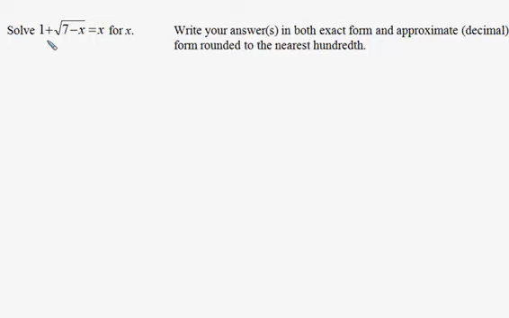Here we have the equation 1 plus square root of 7 minus x equals x, and we are to solve it for x, give our answer in both exact form and decimal form rounded to the nearest hundredth. So to start to solve this problem, the first step I always do is to try to isolate the radical term. The term that has the radical in it, I want to get it by itself.